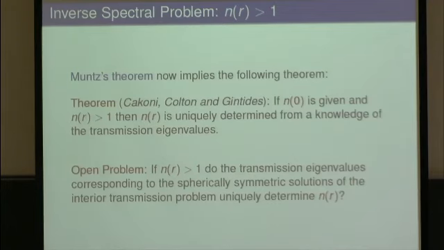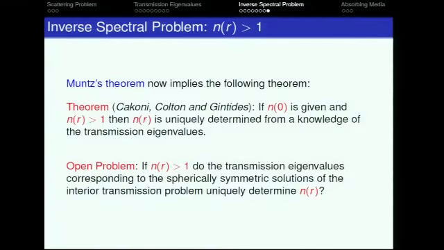So the inverse spectral problem is the following, and that's in a recent paper of Sacconi and myself and Tentitas. If n of 0 is given, and n of r is bigger than 1, then n of r is uniquely determined from a knowledge of the transmission eigenvalues. So again, all of them. So it's a much weaker result than the result for n less than 1. N less than 1 said you only consider the axisymmetric eigenfunctions. Here you have to consider all the eigenfunctions, plus you have to know what n of 0 is apparently.